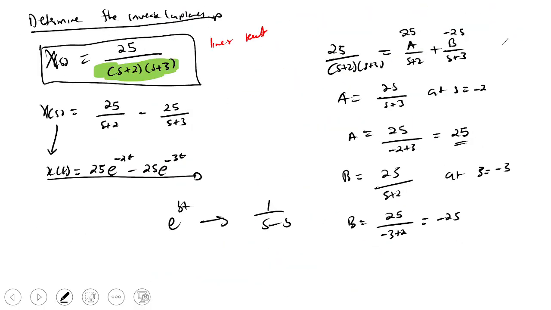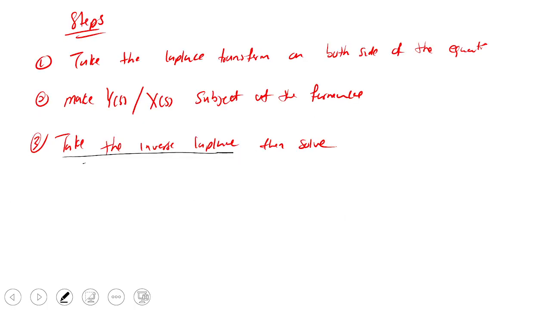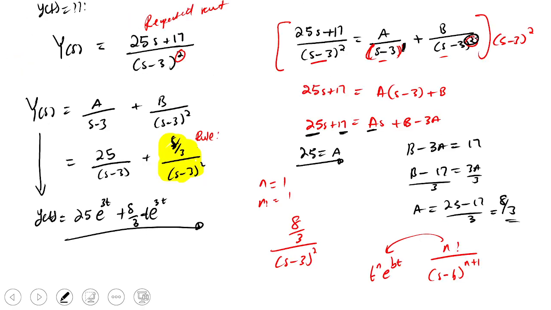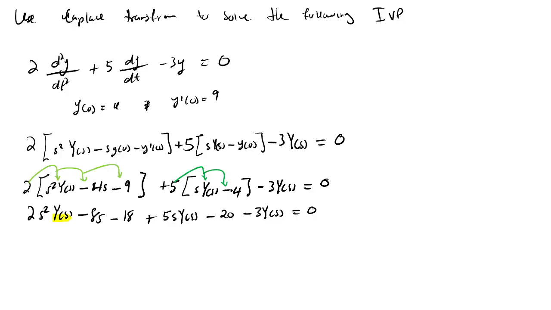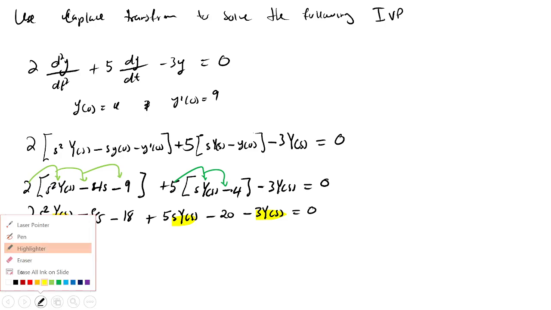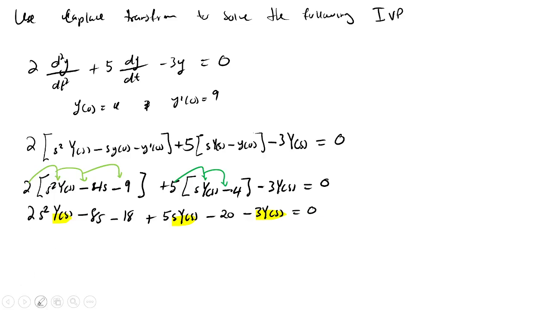Let me check. We said we need to make Y of s the subject of the formula. So whatever has Y of s, we're going to keep on the left-hand side. This one and this one, we keep on the left-hand side, and then everything else is going to the right-hand side.